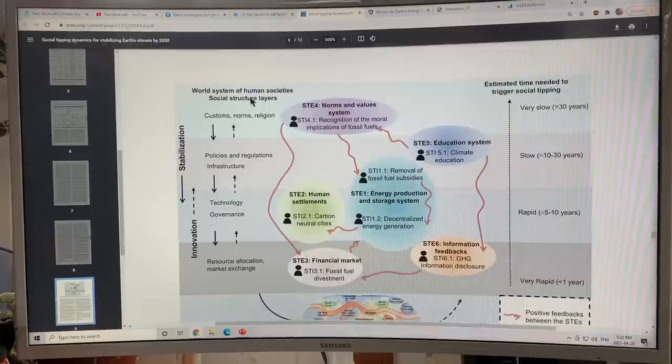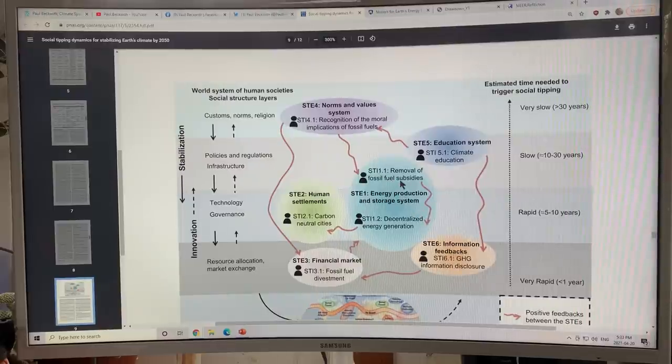So, we've got these world systems of human societies, these different social structure layers: customs, norms, religion, policies, regulations from government, infrastructure, technology, governance, resource allocation, and market exchange. Now, the time needed to trigger these social tipping points can be very rapid for the markets. Okay, technology and governance also fairly rapid, 5 to 10 years to tip. Policies and regulations are slower. But customs, norms, and religion, very, very slow. So here is what we have: the social tipping element number one, the energy production and storage system, lies in here. Okay, with the size of the bubbles, you can look at the time frames expected.